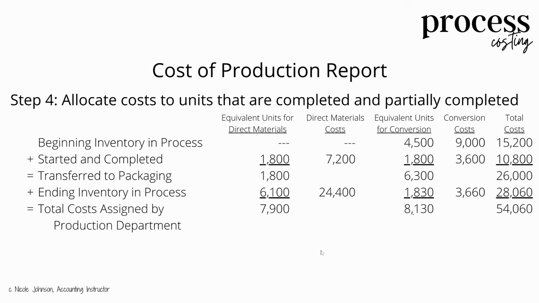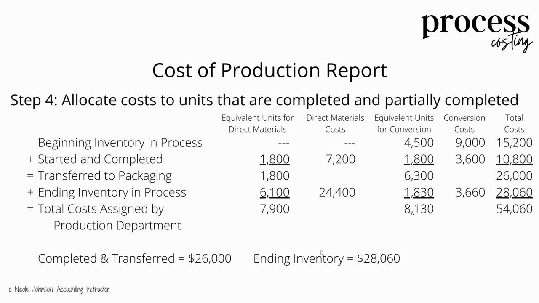So for the total cost assigned by the production department, the equivalent units for direct materials ended with 7,900. Equivalent units for conversion ended with 8,130. For the total cost assigned by the production department, we take transfer to packaging plus ending inventory in process to get total cost of $54,060. The completed and transferred costs are $26,000. The ending inventory is $28,060.